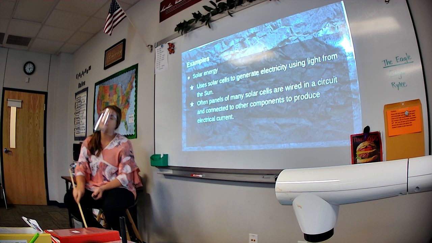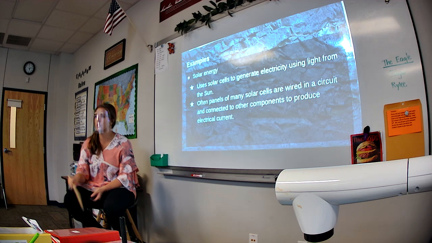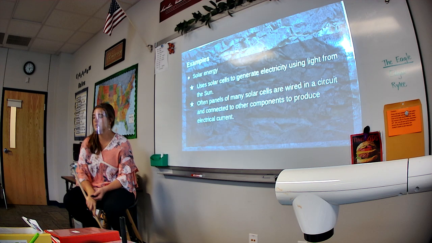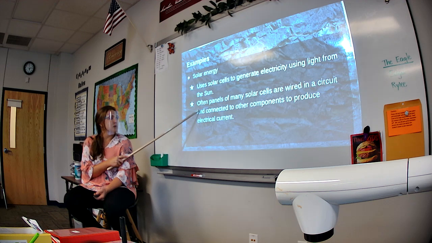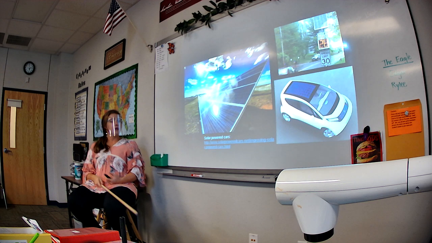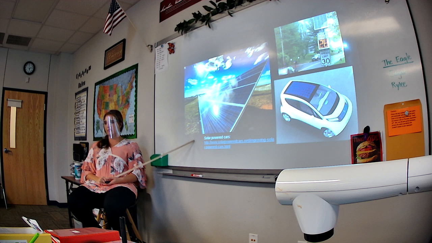Okay? The last picture I had in the bottom there was of a car with solar panels on top. Okay? That was an experimental design. The car actually did function, but it only went, I think, a max of like 40 miles per hour or something, which isn't even fast enough to go on a highway. And I don't think it would run for very long, was the problem. Okay? So, often panels of many solar cells are wired in a circuit and connected to other components to produce an electrical current. Now, this seems like a great solution, and it is.